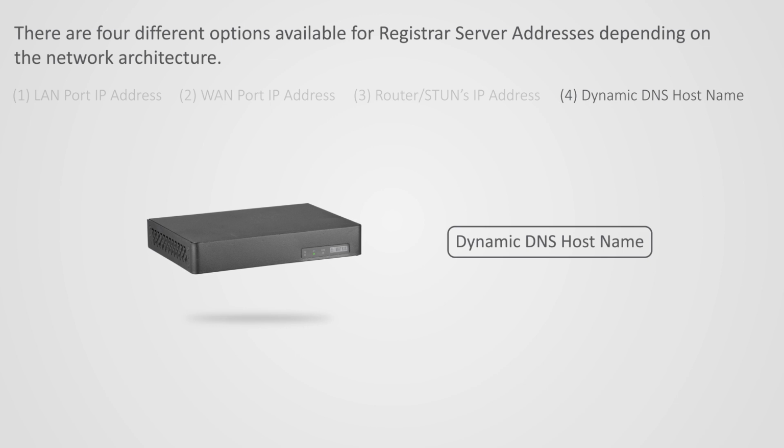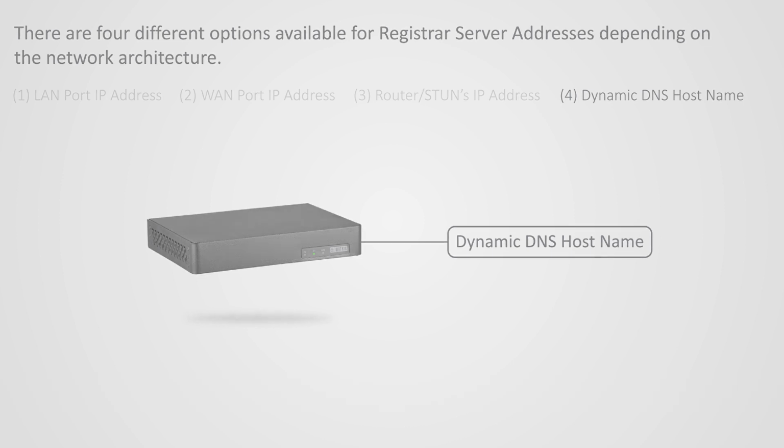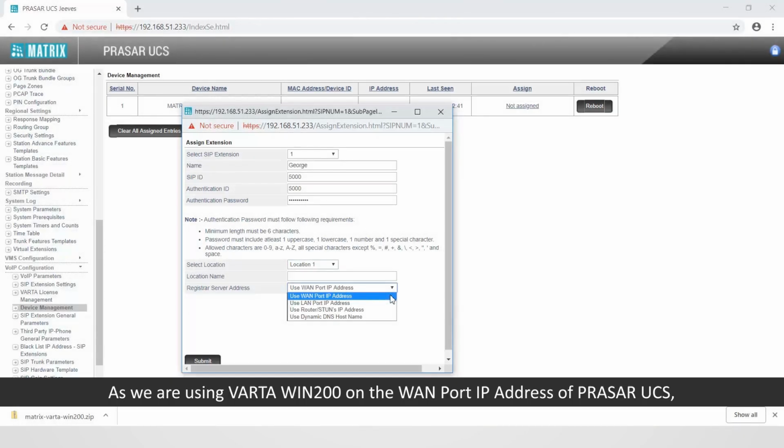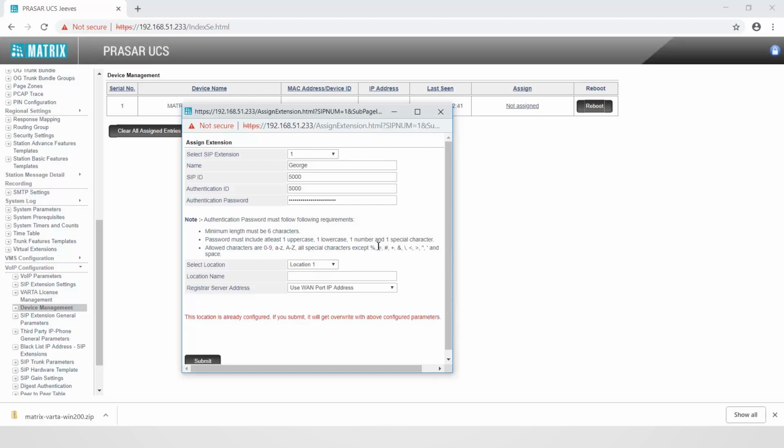Dynamic DNS host name. Select this option when PRASAR UCS is having dynamic DNS host name configuration. As we are using VARTA WIN200 on the WAN port IP address of PRASAR UCS, we will select Use WAN port IP address in Registrar Server Address field.